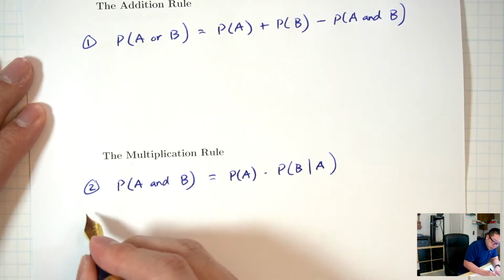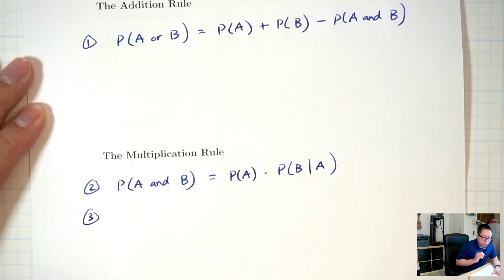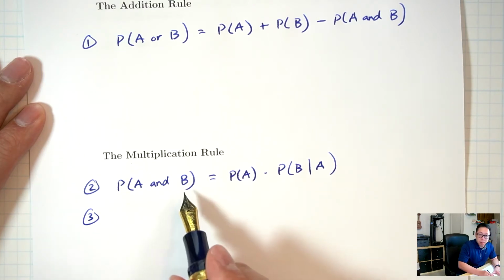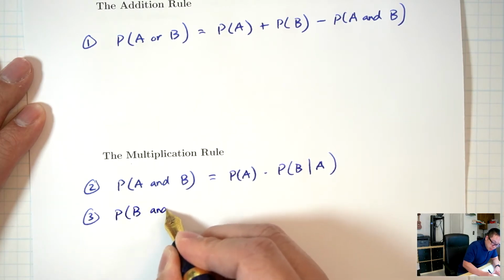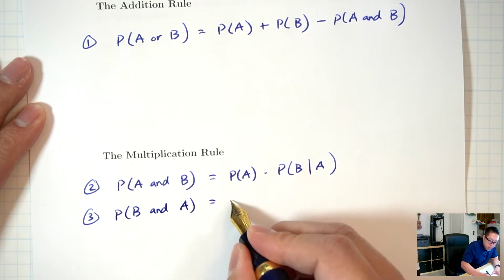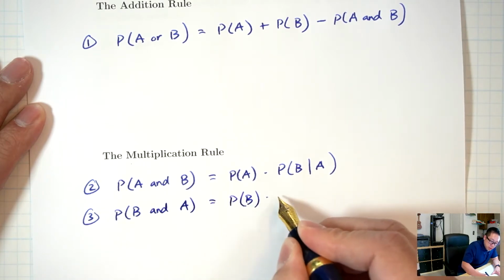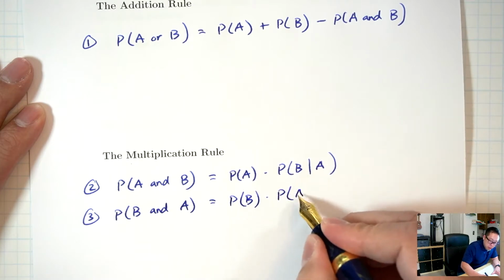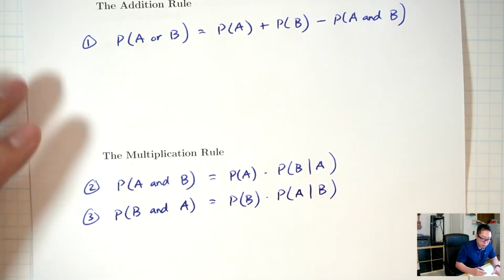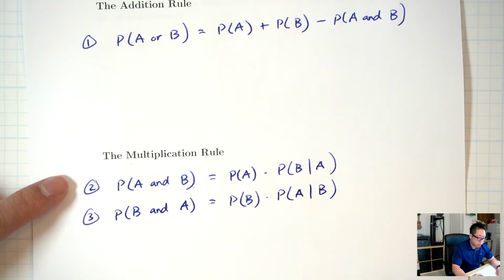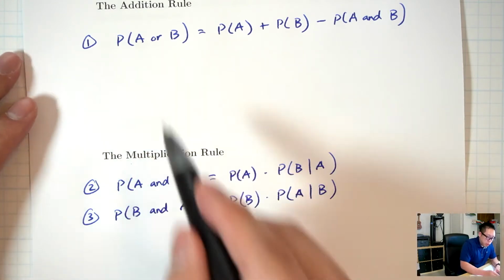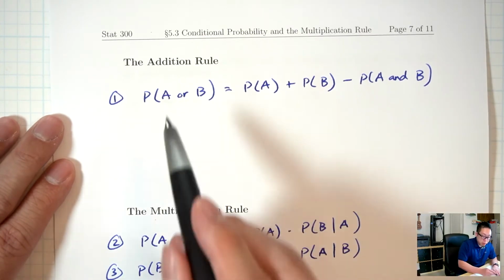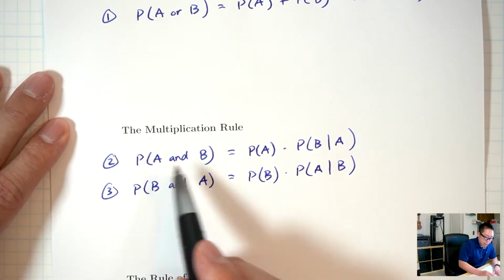And then there's a third one, which is going to be useful for us. You get that third one by swapping the A's and B's. So the probability of B and A is equal to the probability of B times the probability of A given B. All I did was start with equation 2 and swap the A's and B's, and I got 3. This is going to be useful because for ORs and ANDs, the order doesn't matter. A or B is the same thing as B or A. A and B is the same thing as B and A.